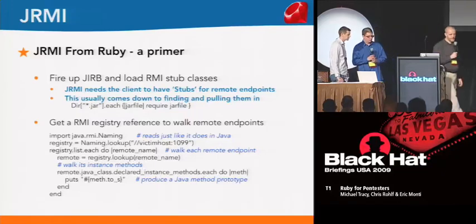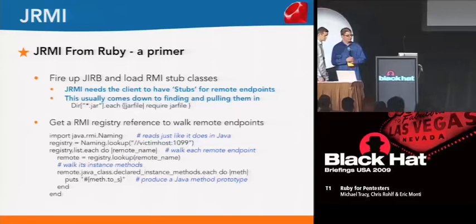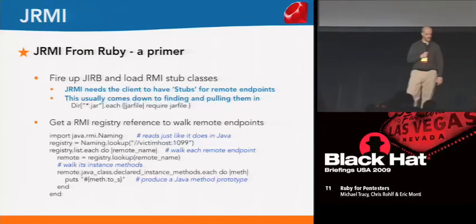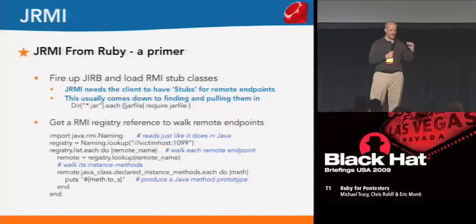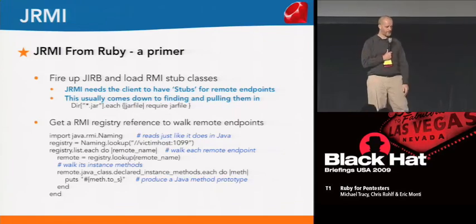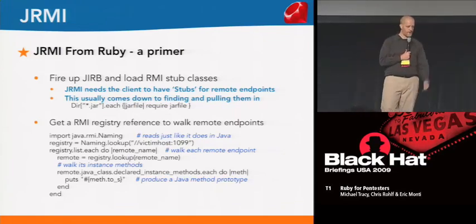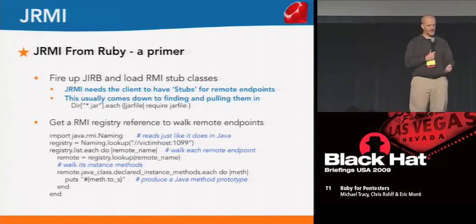So the code here at the bottom gives an example of enumerating the interfaces, and this works just as well as a script. I think I actually implemented this as a method I could call from IRB too. It connects to the victim host on port 1099, which is the RMI registry endpoint. This is where RMI endpoints register themselves so they can be visible on the network. It goes through each endpoint and walks that endpoint.